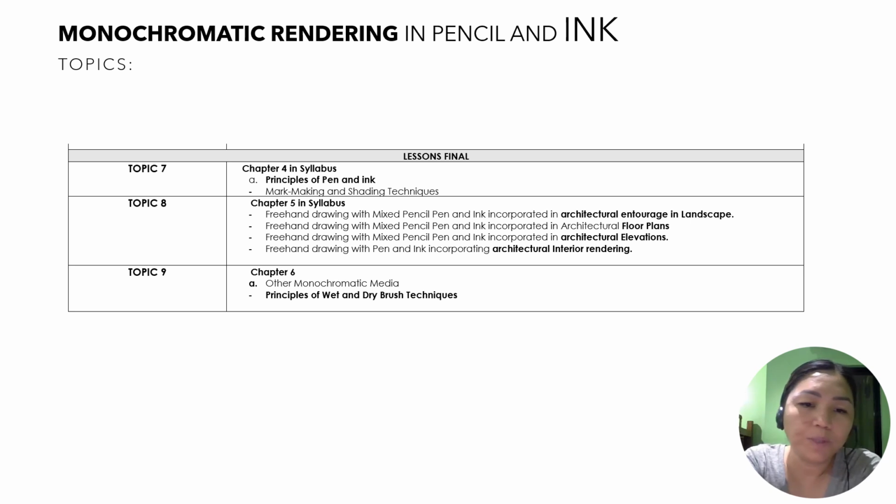Chapter 4 will be the principles of pen and ink. Chapter 5 will have the use of our pen and ink in architectural rendering, in floor plans, in elevations, in entourages, and in interior rendering. Chapter 6 will be other monochromatic media, and then we'll have an introductory for your AVT2. We'll discuss the principles of wet and dry brush techniques.